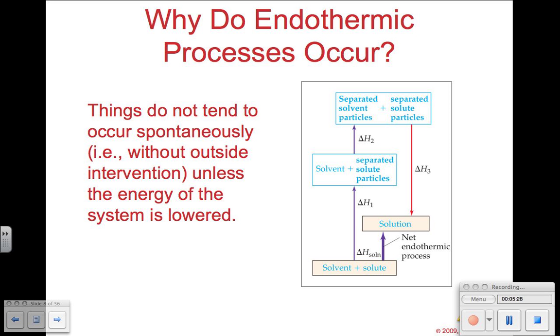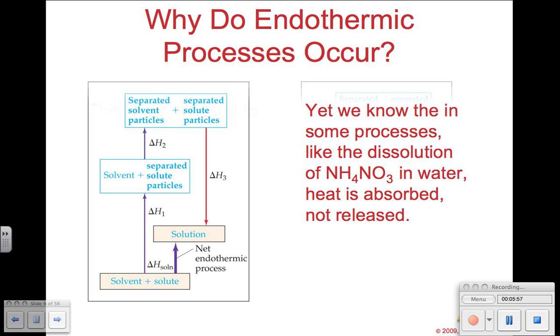So why do exothermic processes occur? So why would something dissolve if it's going to take energy for it to dissolve? Things do not tend to occur spontaneously, i.e. without outside intervention, unless the energy of the system is lowered. So you have a solvent and a solute, and they have a lower energy, and you can kind of see the steps. So this would be an endothermic reaction to make this solution. So you need some type of piece that changes it.